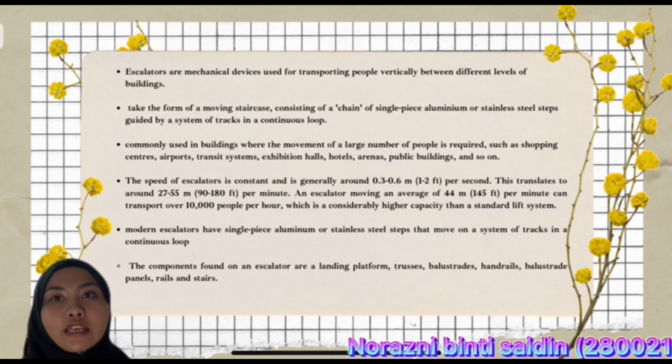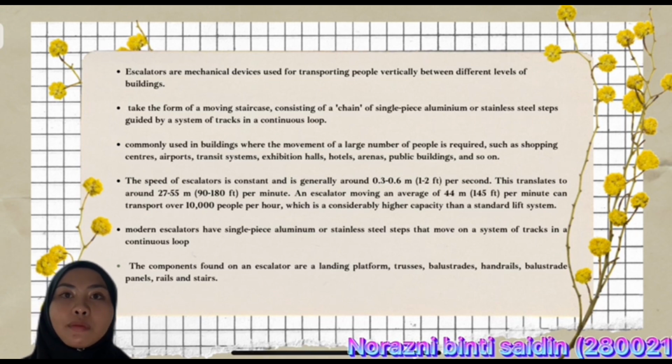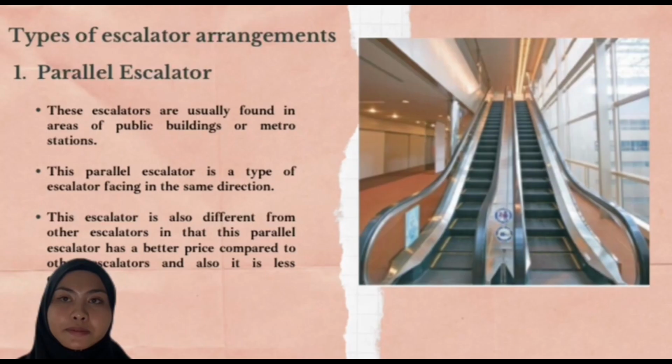Most modern escalators have single-piece aluminum or stainless steel steps that move on a system of tracks in a continuous slope. Escalators are divided into several types, namely parallel, multiple parallel, crossover or criss-cross, and walk around. The components found on an escalator are a landing platform, trusses, balustrades, handrails, balustrade spanners, rails, and stairs.